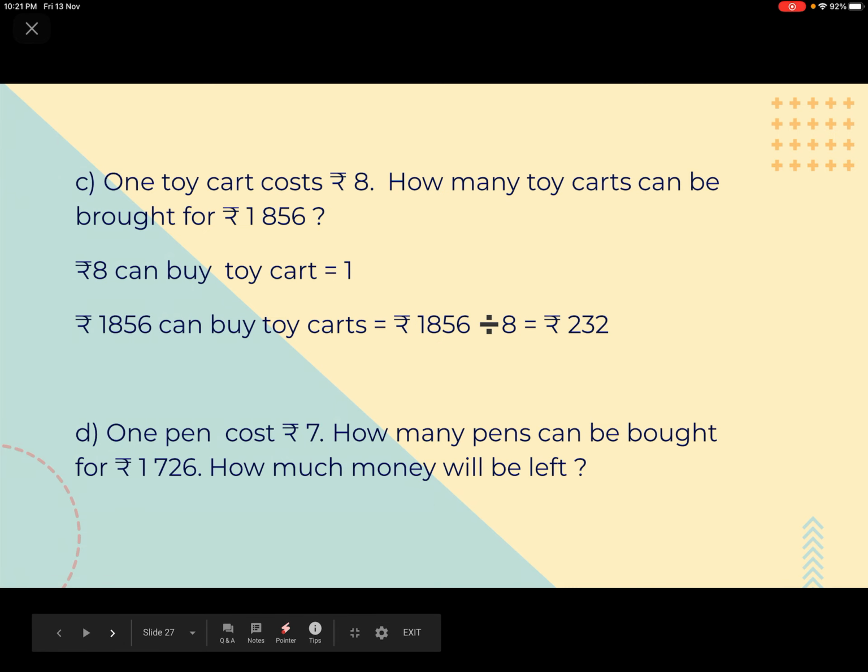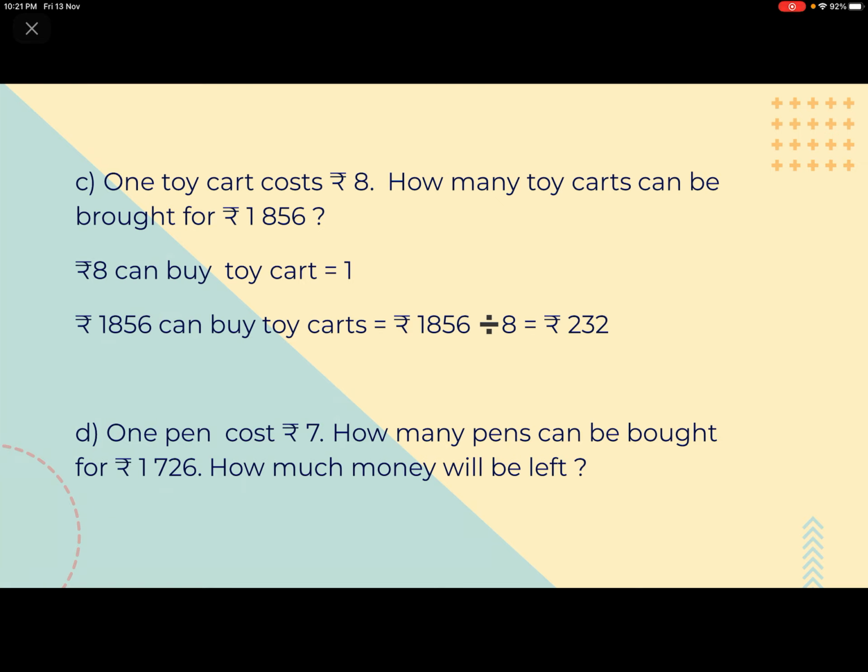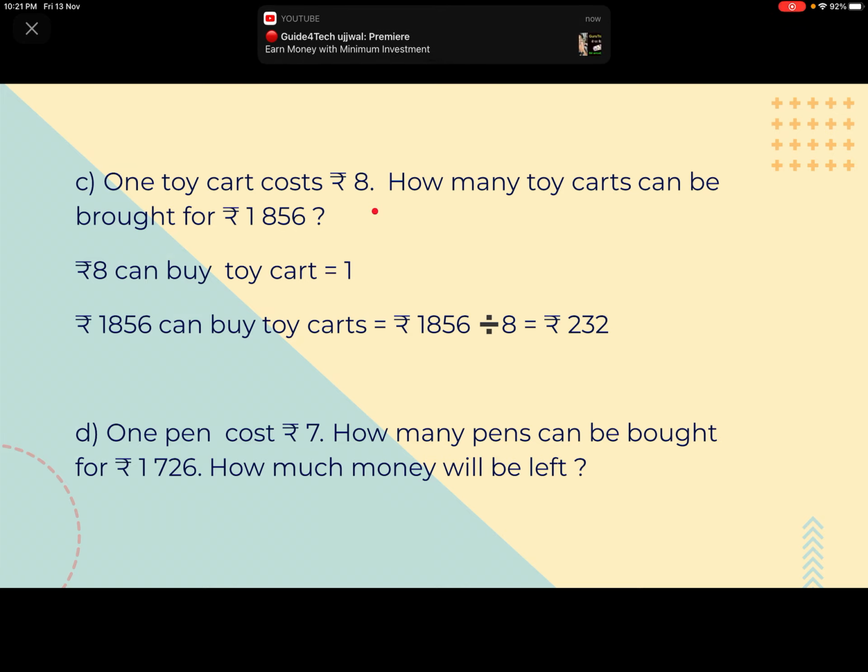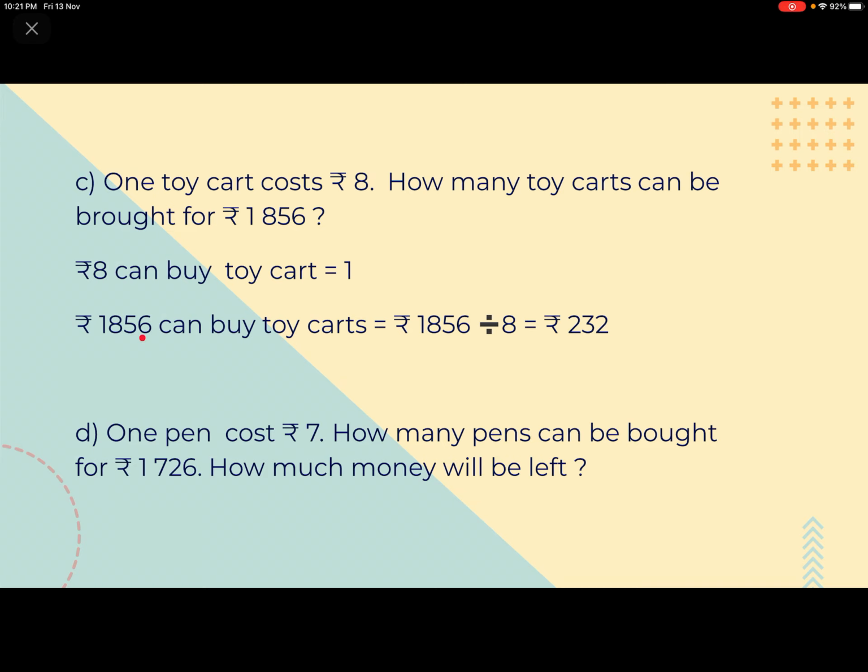The C part. One toy cart costs rupees 8. How many toy carts can be bought for rupees 1856? So the cost of one toy cart is rupees 8, right? So 8 rupees can buy how many toy carts? 1. So 1856 rupees can buy how many toy carts? You will divide. So I've done the short division and 232 is my answer.